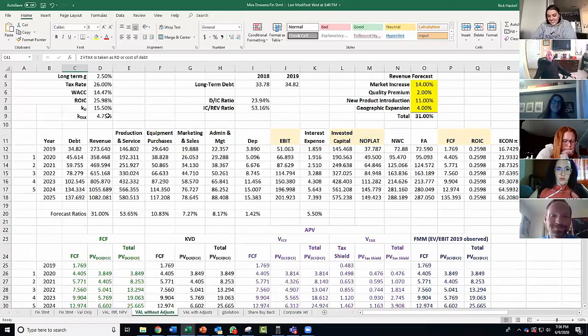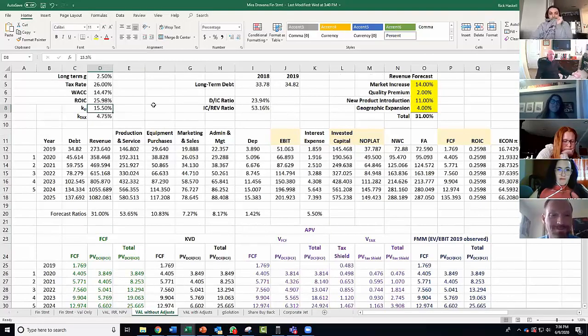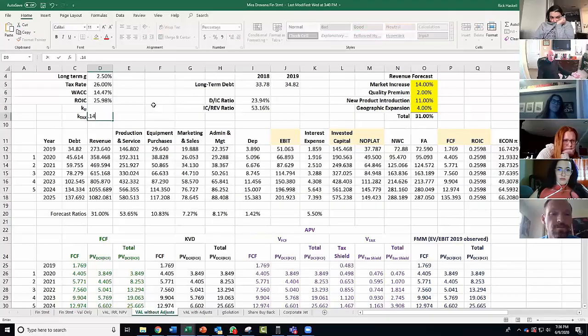Okay, so I'm going to go up here for a minute, and instead of the 15.5 and 4.75 I've got for KU and K-tax, I'm going to substitute WACC for them. So I'm going to say 0.1447, 0.1447. Now I've imposed the condition that KU and K-tax both equal WACC, under the premise that a discount rate's a discount rate.